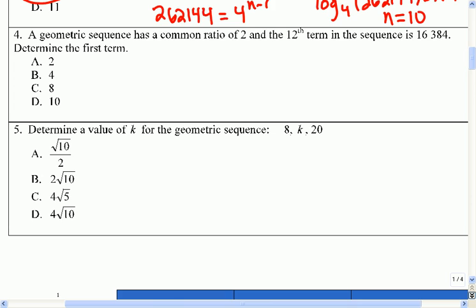A geometric sequence has a common ratio of 2. The 12th term is 16,384. So we want to find the first term. Well, this is just, again, reworking the formula. So 16,384 equals the first term times 2 to the 11th. So that means 16,384 divided by 2 to the 11. So A equals 8.